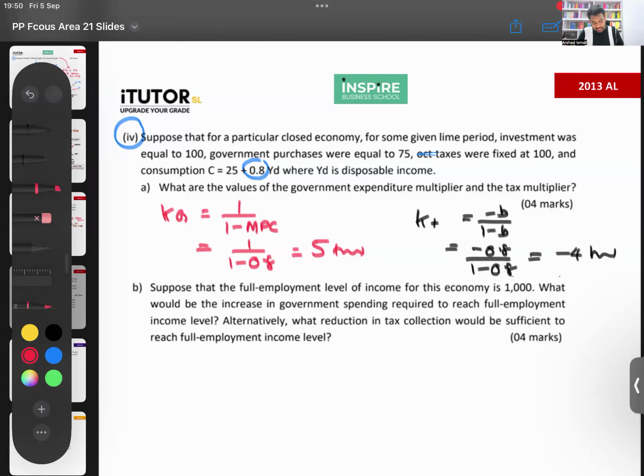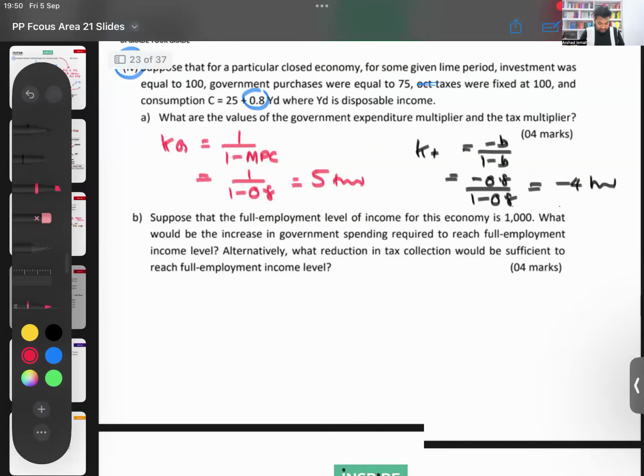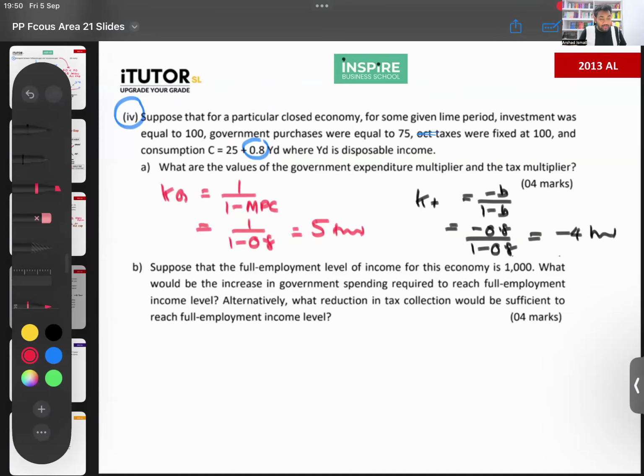Then the next one is asking, suppose the full employment level of income is 1,000. What would be the increase in government spending required to reach full employment? Alternatively, what reduction in tax collection would be sufficient to reach full employment? So first of all, can you tell me how much is the equilibrium first? We'll calculate the equilibrium because otherwise we don't know how much of a change of national income we need. So Y is equal to, 1 over MPS is also fine, no problem, right? So Y is equal to C plus I plus G.